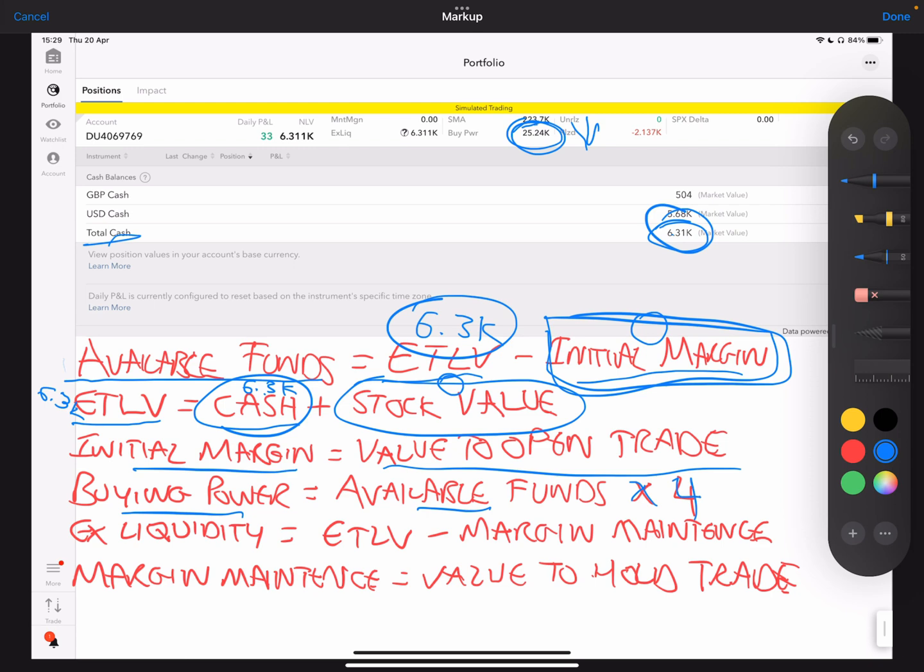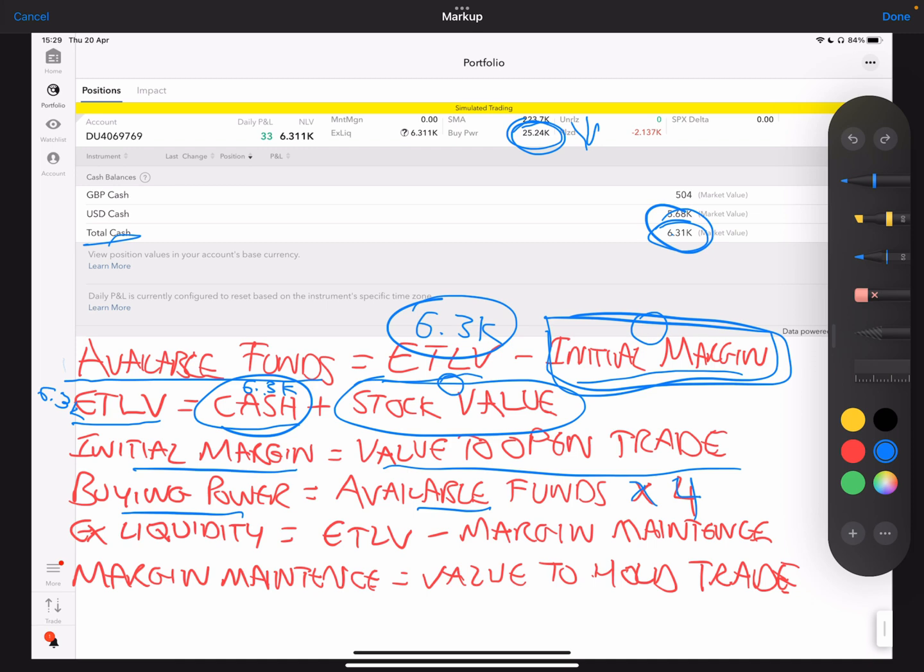So in the cash account, this will be 6.31k. Because we're on a margin account, we times it by 4, and that's how we get that position. So that is one of the first key things: if you want to open new positions, you can see what your buying power is.